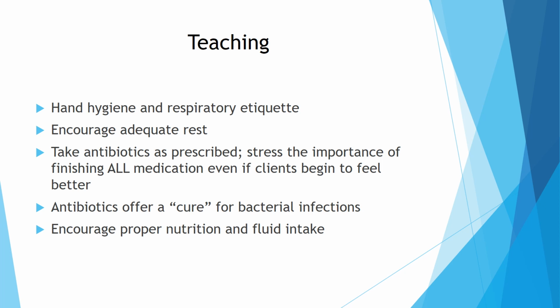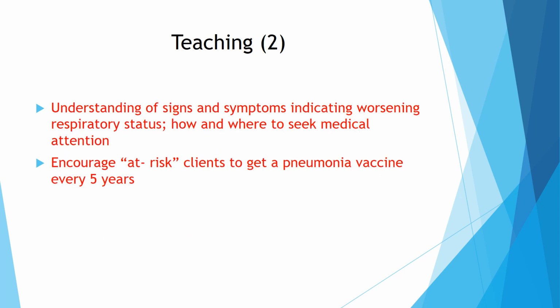Encourage proper nutrition and adequate fluid intake. Please understand, listen up. You will teach the client to understand the signs and symptoms indicating worsening respiratory status, and that they need to seek medical attention. So if this is a client who is dealing with their pneumonia at home, they need to know those signs and symptoms that will indicate that they are getting worse and when to come back to hospital. And then you will encourage at-risk clients to get a pneumonia vaccine every 5 years.